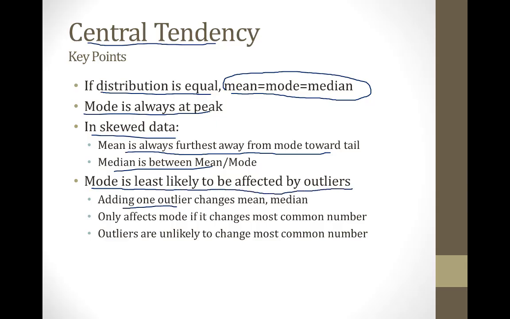When you add an outlier, it means you add one measurement that's very far away from all the others. This will have a slight effect on the mean and the median, but it's only going to affect the mode if it changes the most common number, and it's very unlikely that an outlier is going to change the most common number. That's why it's called an outlier, because it lies out and away from all the other numbers. So it's very unlikely that it's going to affect the mode. So the mode tends to stay in place when you add some unusual measurements to a data set. The mean and median are slightly affected by adding one outlier.